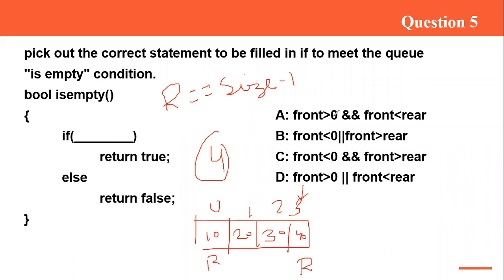If rear is size minus 1, I can consider that Q is full. If it is a reusable Q, you have to think of front also. That means front must be at 0. Then only we consider the Q as full. If some element is deleted, maybe I can restart inserting from the beginning. That is allowed. I should also write front equal to 0, but generally it's not necessary. Basic condition is rear equal to size minus 1. If you write that, that's enough. Simple idea. Depending on the options, we'll choose. I hope you understood that.